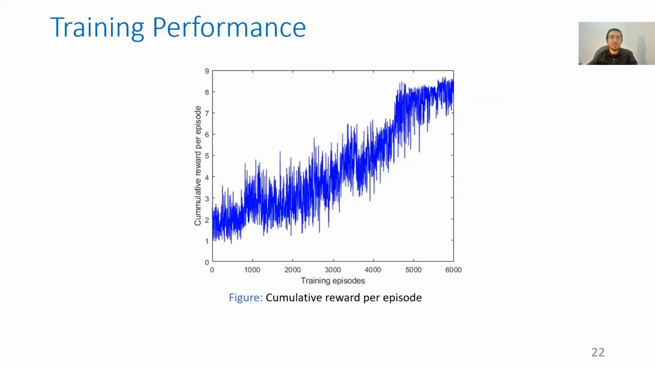So moving on to the results, the first graph shows the training performance, and this basically shows the reward at each training episode. As can be seen, the reward is increasing during the training phase, which shows that our algorithm is learning.